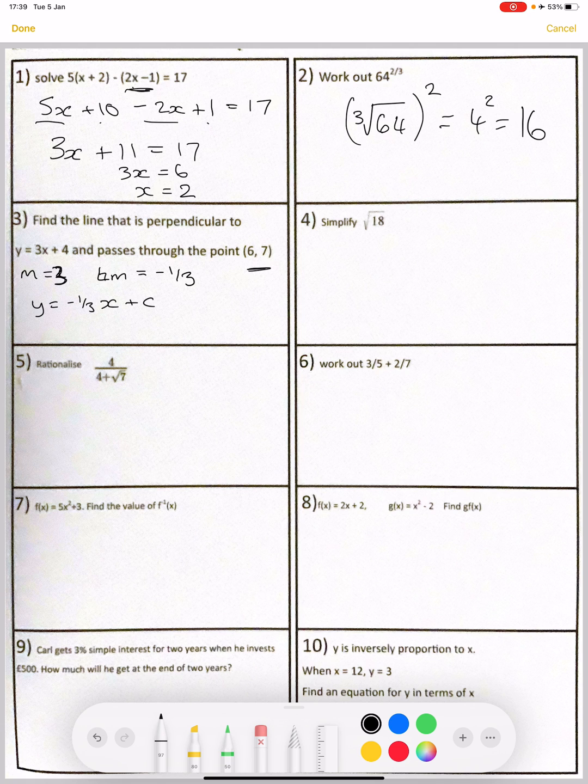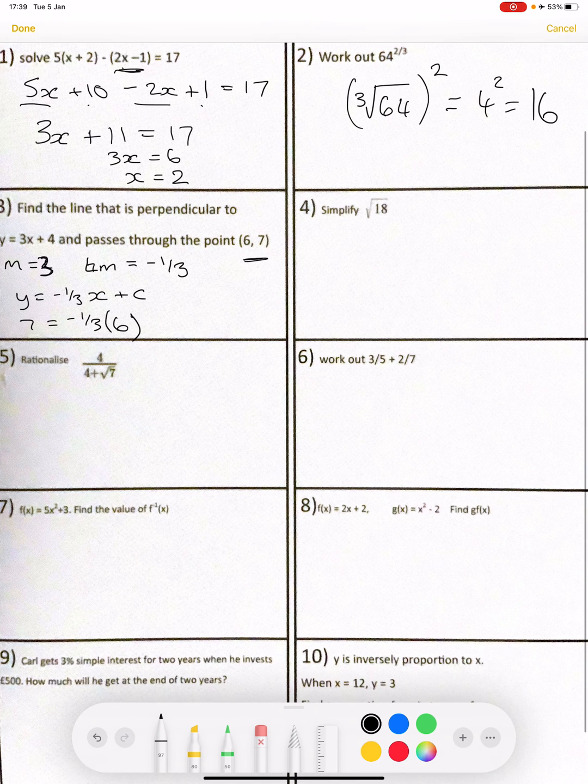To work this c out, I'm going to substitute in the coordinates 6, 7. So y is 7, so 7 equals minus a third times by 6, because x is 6, plus c. 7 equals minus a third of 6 is minus 2, plus c, so c must be 9. And just to finish that off, y equals minus a third x plus 9.